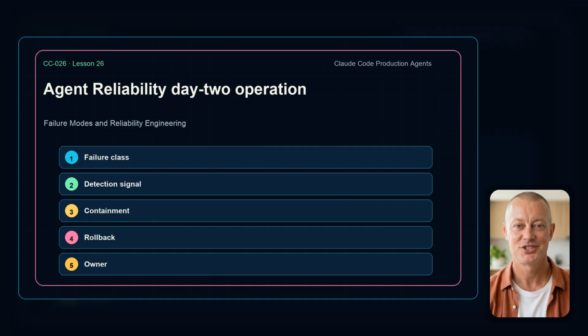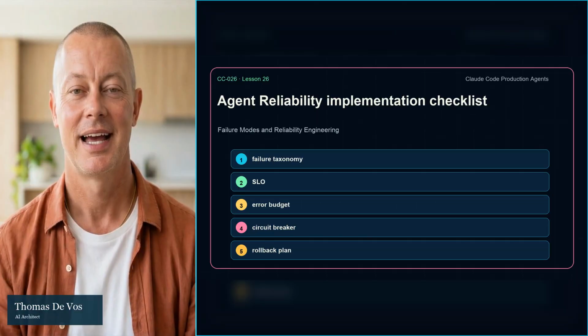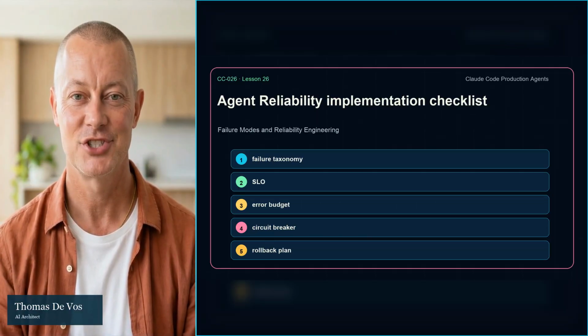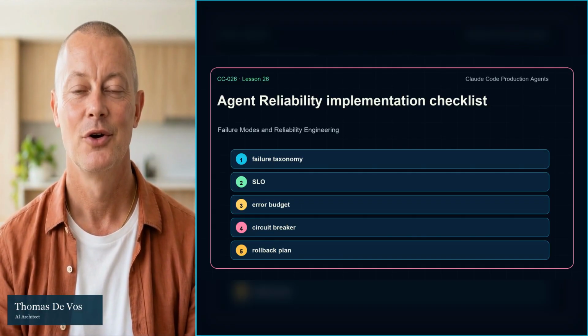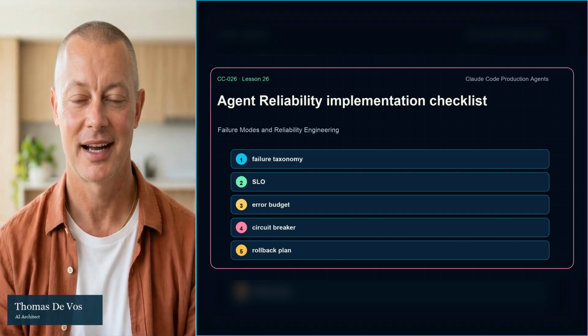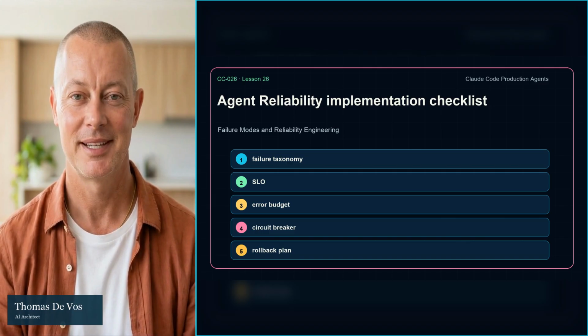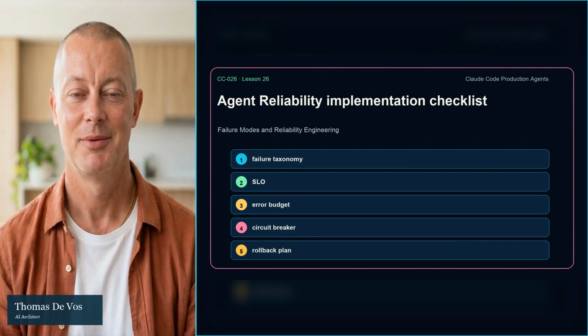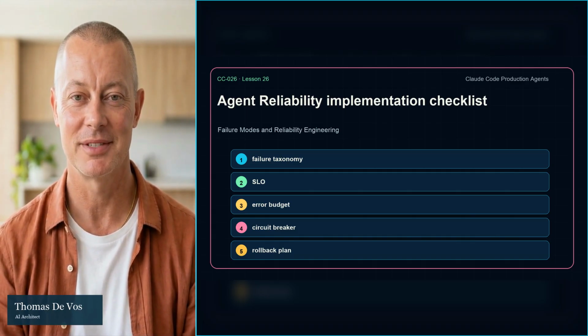Use this implementation checklist before expanding scope: failure taxonomy, SLO, error budget, circuit breaker, rollback plan. Each item should produce a concrete artifact, not only a meeting note. If the artifact cannot be inspected later, it will not help during review, audit, or incident response.